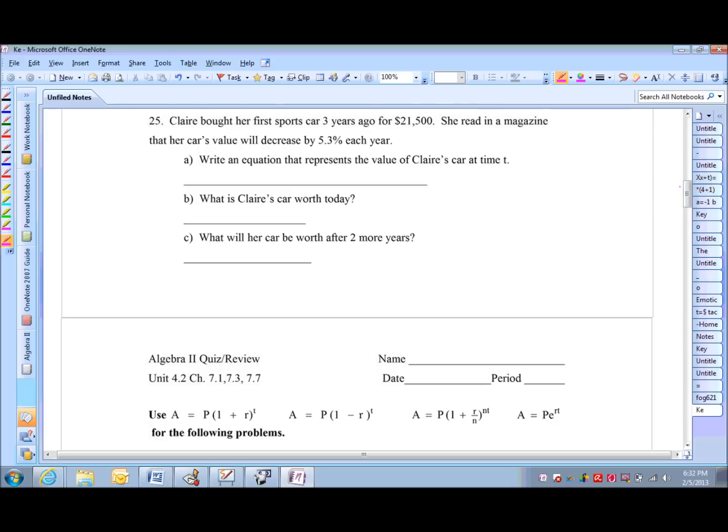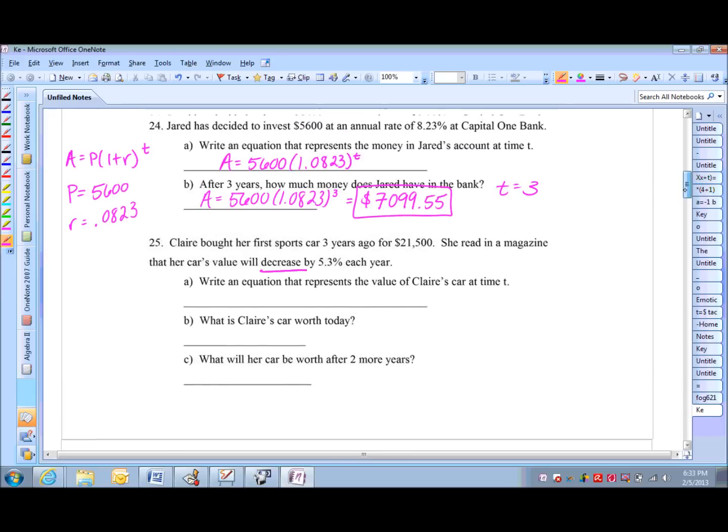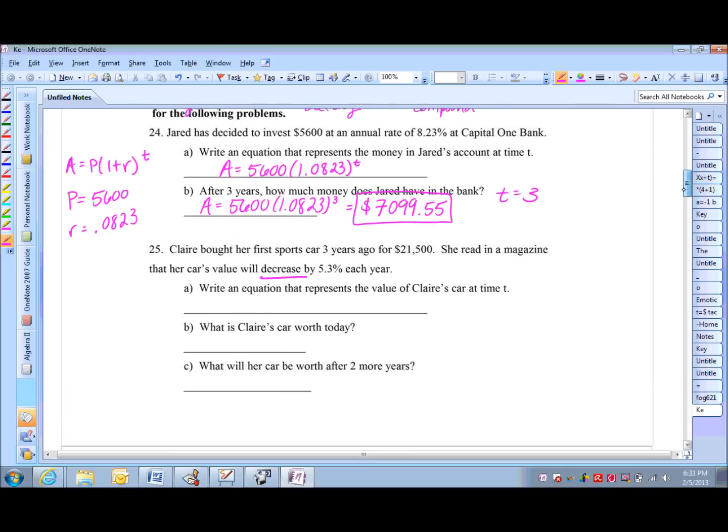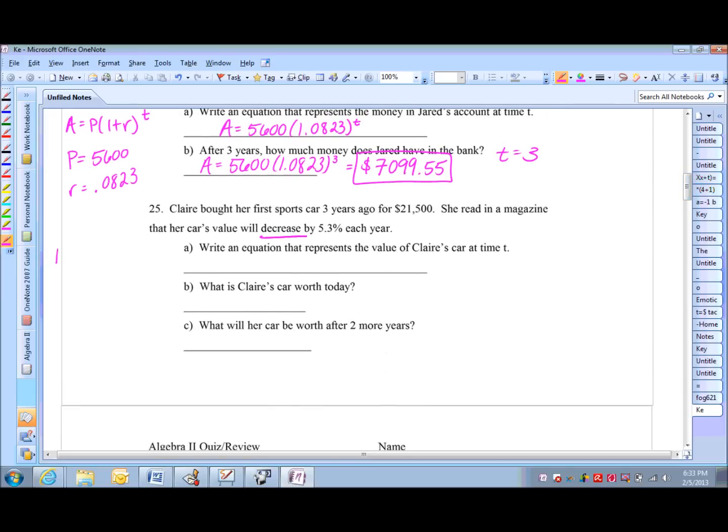On problem 25, it says Claire bought her first sports car 3 years ago for $21,500. She read in a magazine that her car's value will decrease by 5.3% each year. So this word decrease tells us which formula to use, which is the decay formula up at the top that they've given us. So we're going to write it as A equals P times 1 minus R raised to the T.